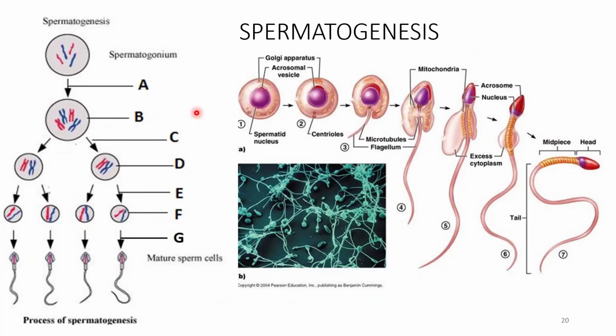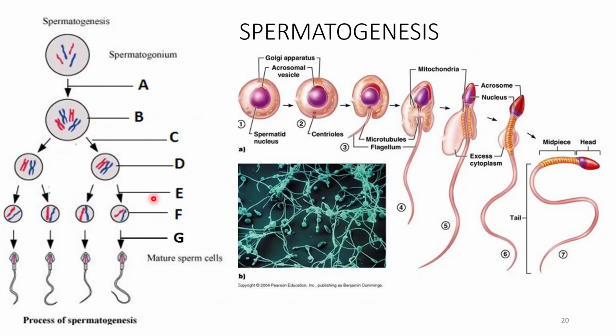And then, for example, in here, you'll have the spermatogonia. From the spermatogonia, here, we'll have primary spermatocytes, secondary spermatocytes, then you have the spermatids, then you have the mature sperms. So that is spermatogenesis.